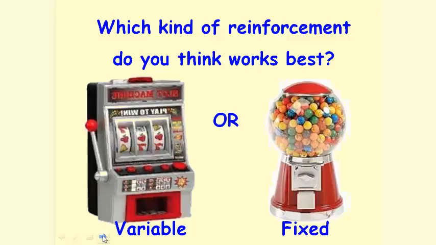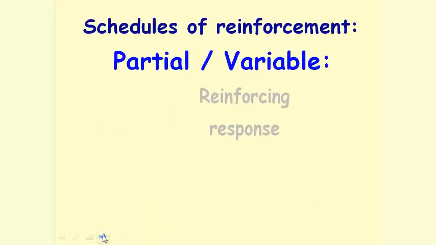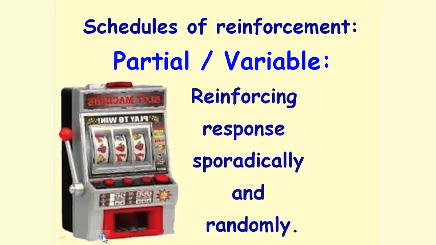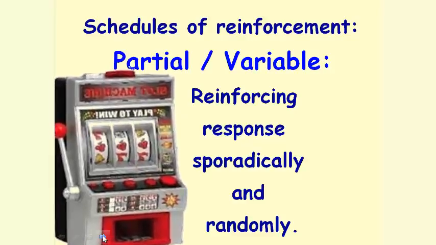Yet, with a slot machine, a random reinforcement schedule, a person continues to put money in without a reward for a very long time. The longer one puts money in, the harder it is to leave the machine without getting your payoff. So partial or variable reinforcement actually works best. Partial or variable, with a sporadic and random schedule of reinforcement, works best.